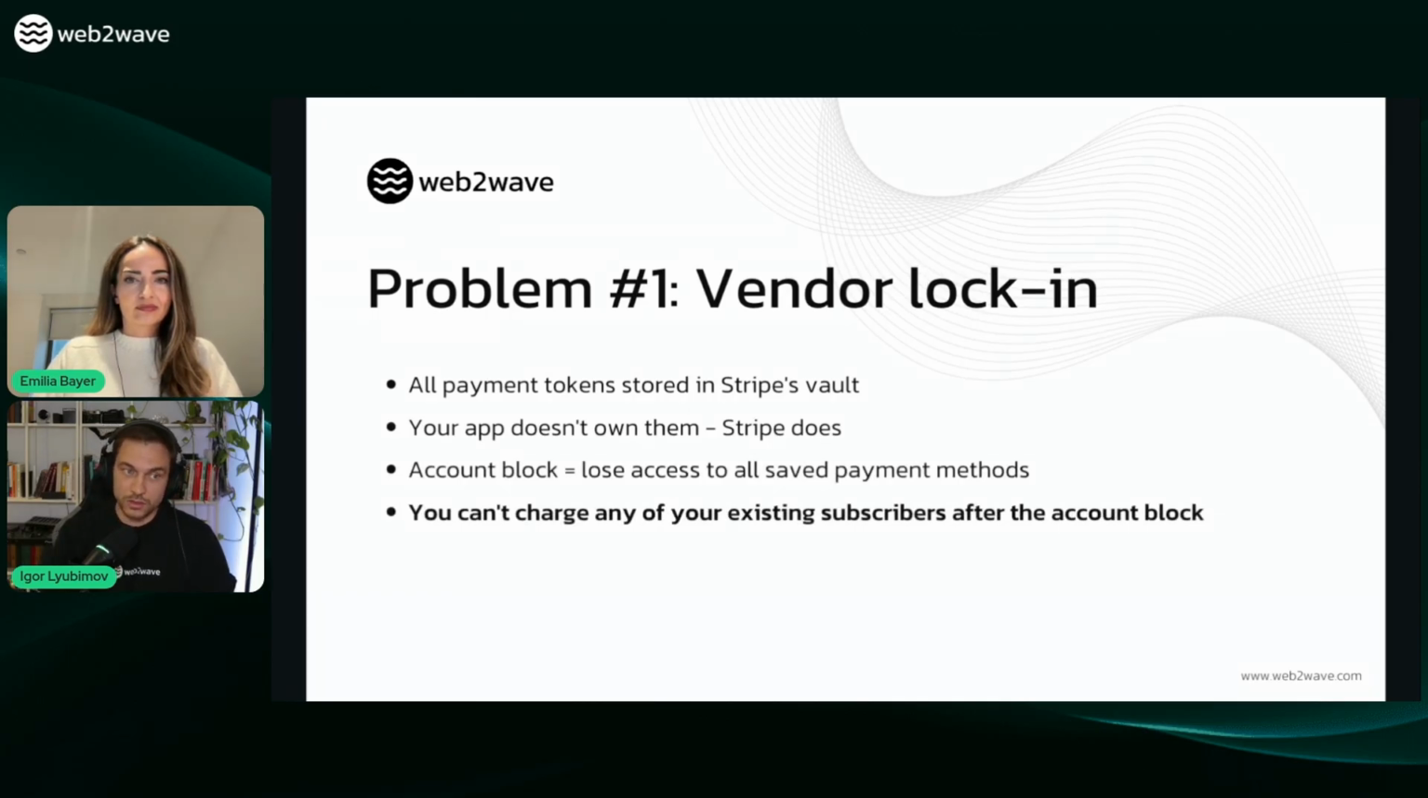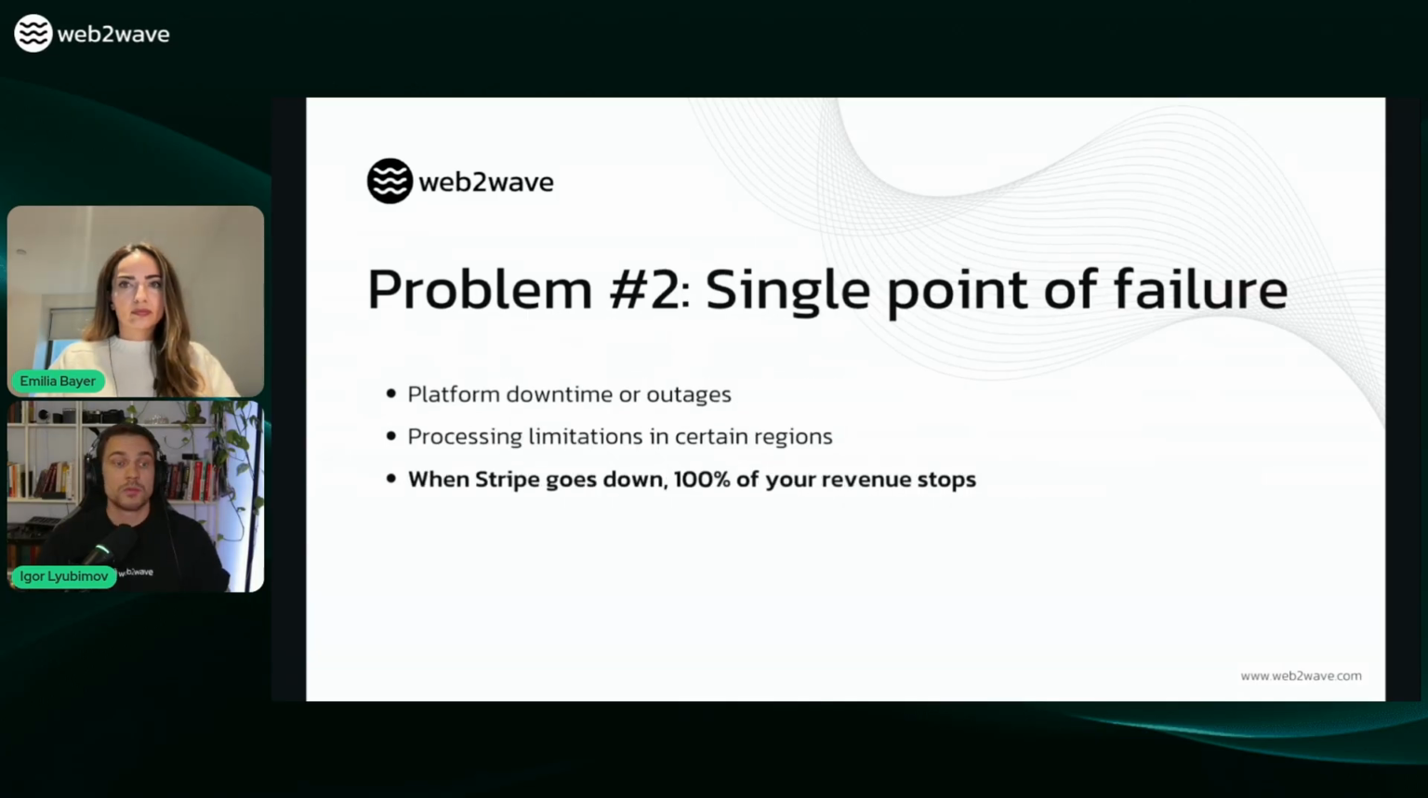There is a thing called a payment token. This is basically the token that you use to charge the user's card. Stripe payment tokens are stored there, meaning that if anything happens with your Stripe account, you will lose access to all of these payment tokens and will not be able to continue charging these users with other payment systems. The second problem is the single point of failure.